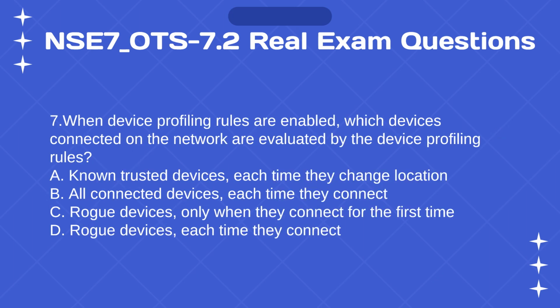7. When device profiling rules are enabled, which devices connected on the network are evaluated by the device profiling rules? A. Known trusted devices, each time they change location. B. All connected devices, each time they connect. C. Rogue devices, only when they connect for the first time. D. Rogue devices, each time they connect.